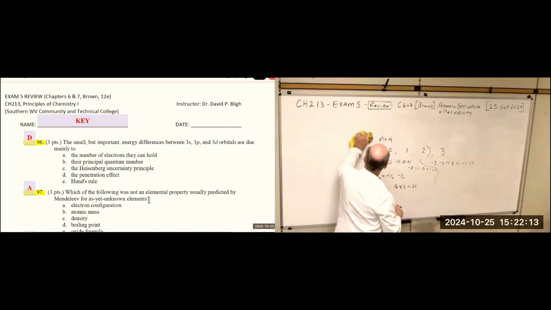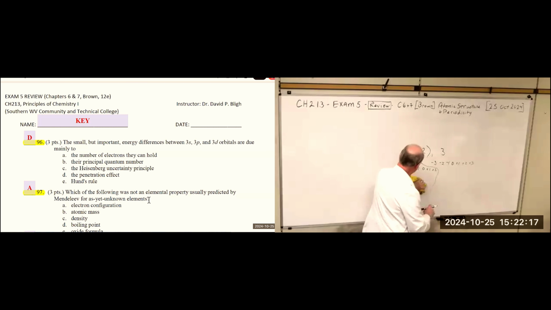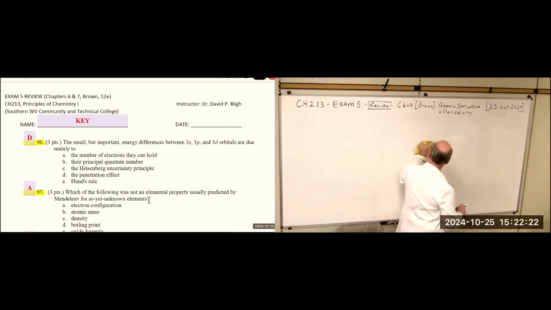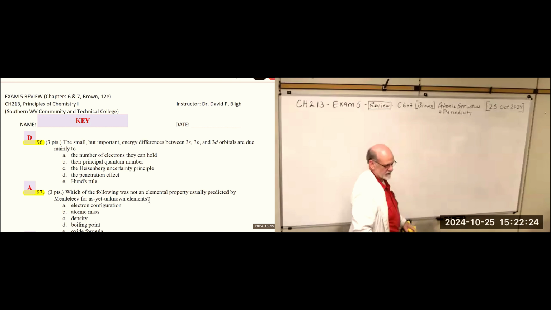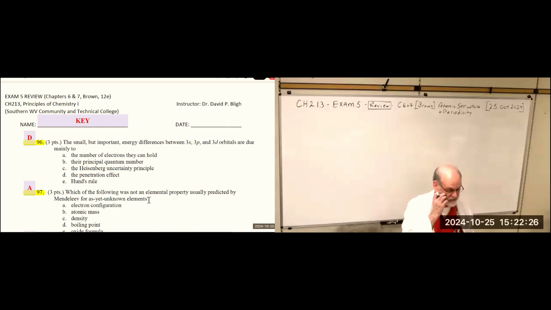Maybe it's in your book, but I've seen a formula before that gives you those values. Not that they're really important. I think it's more important to know how to construct the configuration than it is just to count electrons.